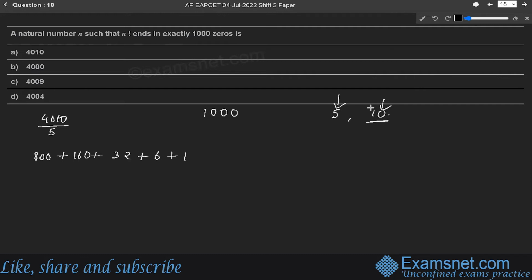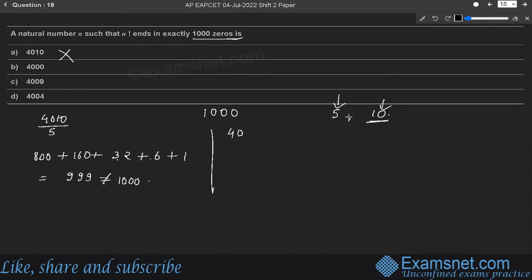Now, what we have to do is add all these terms. So on adding 800 plus 160 plus 32 plus 6 plus 1, we will get 999. But you can see that it is not equal to 1000. We have to look for exactly 1000 zeros. So first option is not correct. Now let us look at the second option.